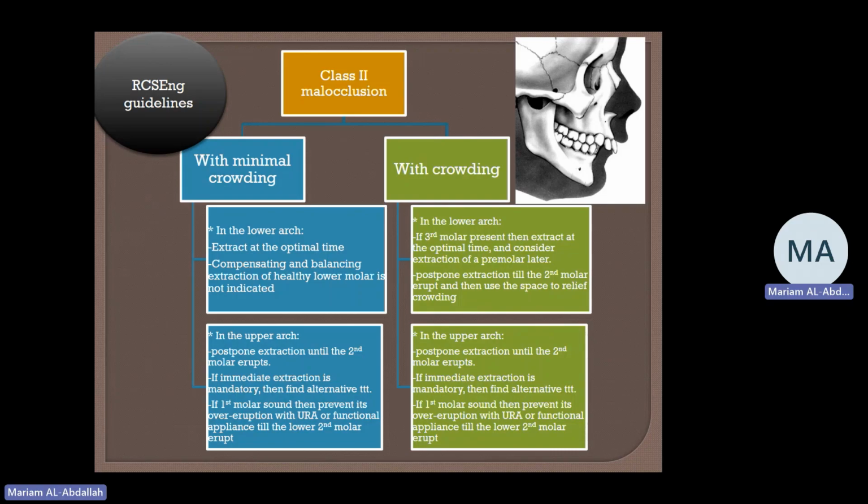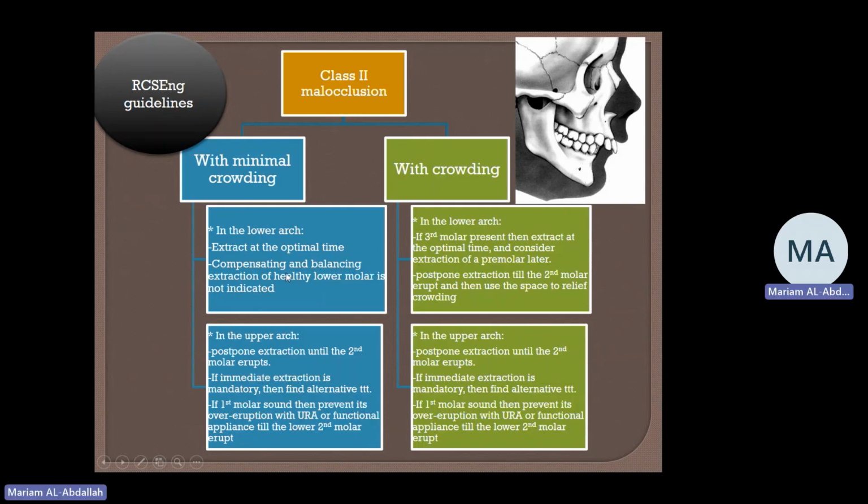Right, let's talk about class 2 malocclusion. Patients with a class 2 malocclusion, as you can see here, need more space in the upper arch in order to have a camouflage of the increased overjet, to reduce the overjet and to correct the malocclusion. So orthodontic treatment requires space in the upper arch, okay? And so if we have minimal crowding and the 6 of poor prognosis is in the lower arch, well, I don't need any space orthodontically to correct the class 2 malocclusion, okay? So in the lower arch, I go for optimal time extraction.